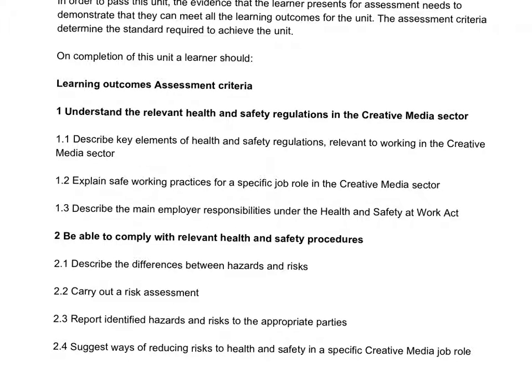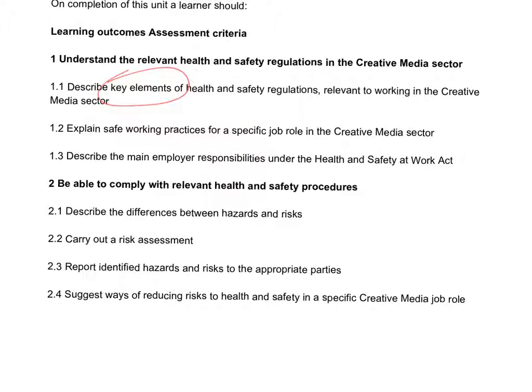So, what key elements of health and safety regulations are there? Describe them. What are things that need to be considered in terms of addressing health and safety regulations? Things like planning, measuring and reviewing the performance, and policy are the main areas you need to focus on here, okay? So in terms of the key elements, let's go on to 1.2, explaining safe working practices.